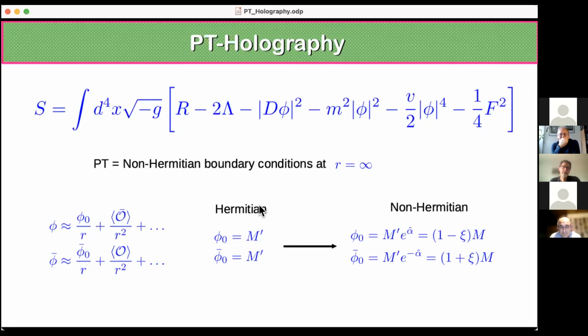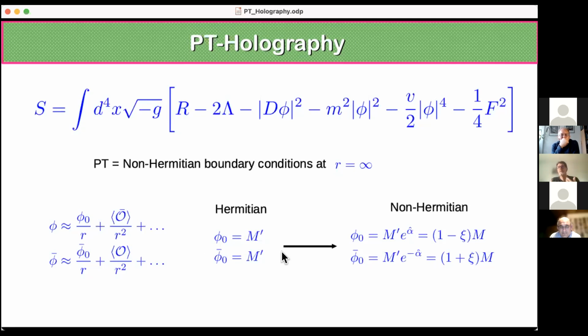And now any other Hermitian boundary condition can be generated from that one by doing a U1 transformation. I have this gauge field and I can do a U1 transformation on it. And then it would generate by gauge transformation an equivalent Hermitian theory. So for example, I could multiply phi naught by a phase, e to the I alpha, and phi bar by the opposite phase, e to the minus I alpha. That would just be a U1 transformation of the same theory.